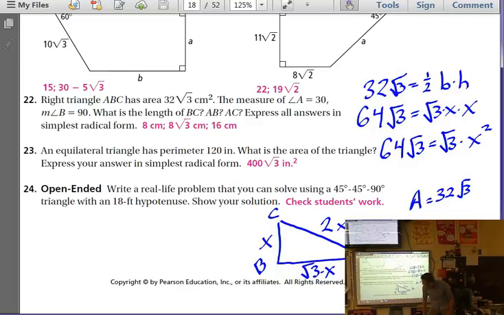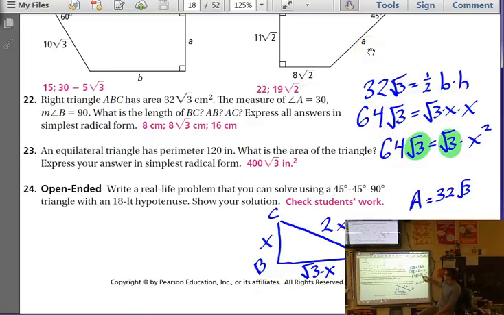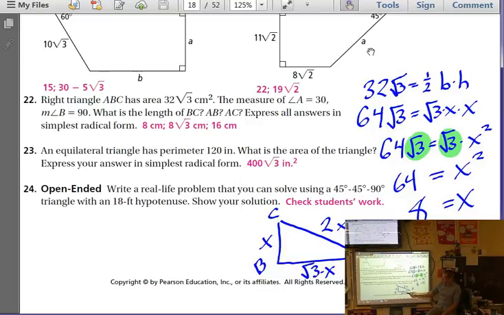Do we see it? Oh wait, Caleb, can you cancel out the radical 3? Get rid of your radical 3's and then divide both sides. And then 64 equals x squared. Okay, x, and then x equals 8. Yeah. And from there, this has to be radical 3 times 8. This has to be 16.